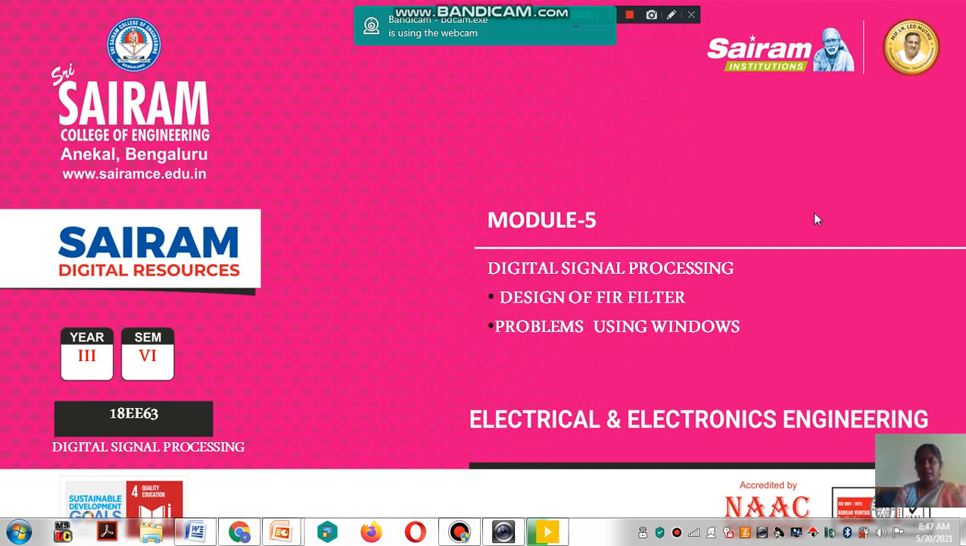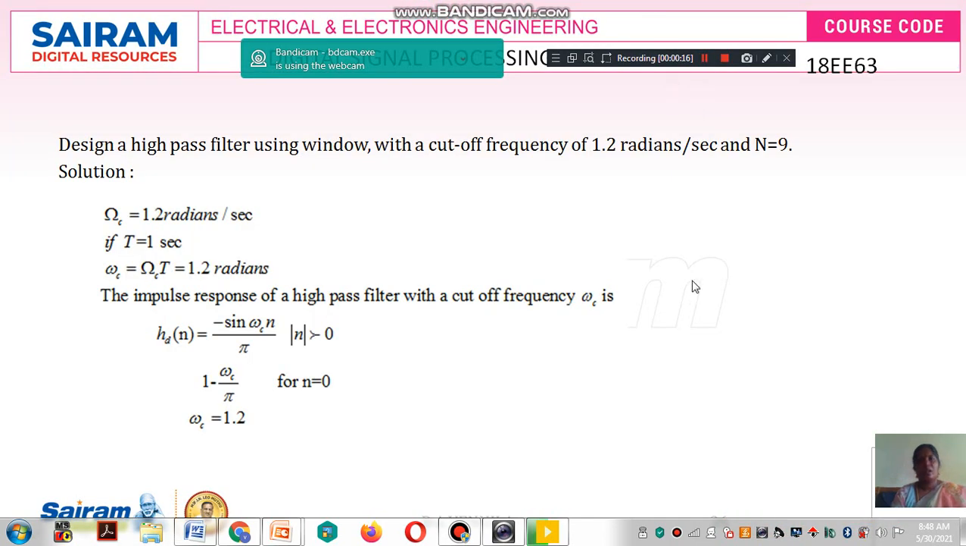Dear students, we are going to discuss digital signal processing, module 5, design of FIR filter, and we will discuss a few of the problems using windows. Okay, here: design a high pass filter using window with cutoff frequency 1.2 radians per second and N is equal to 9.